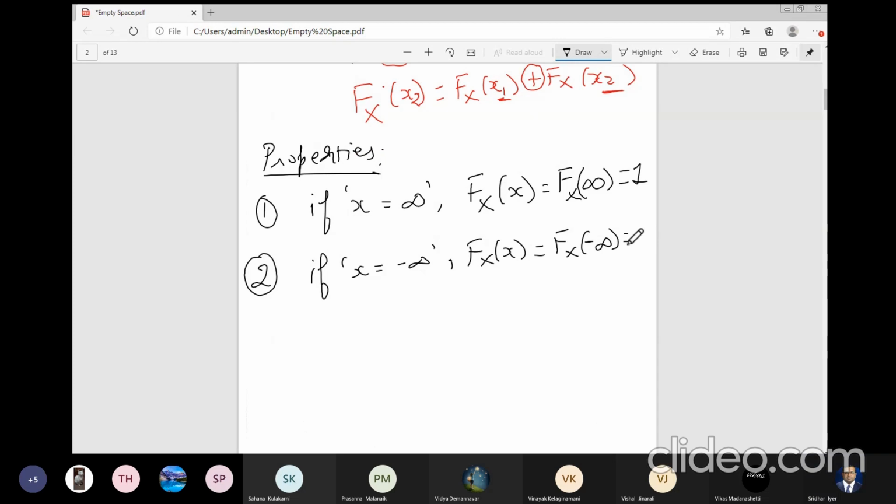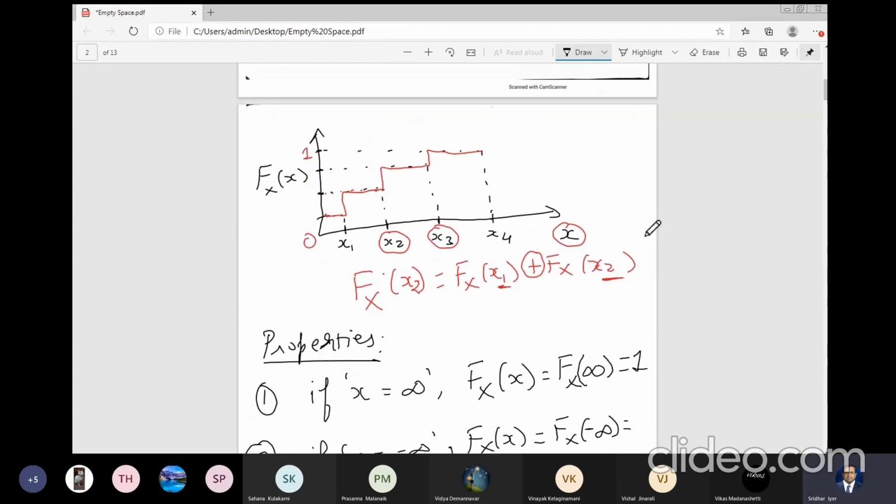Anybody? I couldn't understand. What will this value be? F_X of minus infinity? Anyone? 1 only, sir. What does F_X of minus infinity mean?